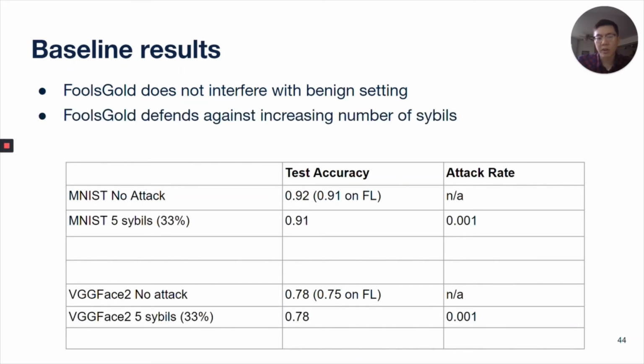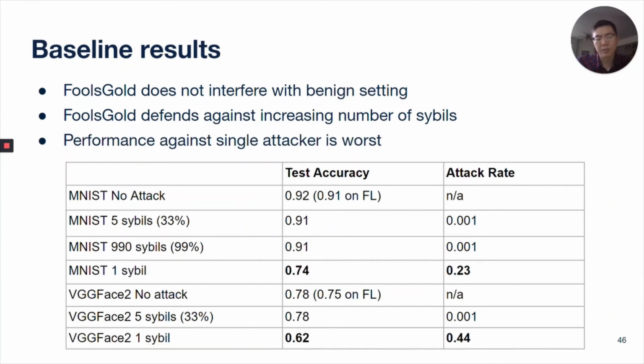Next, we perform a targeted poisoning attack from 5 sybils on both datasets. This would be 33% of the clients in the system, and we show that FoolsGold is able to prevent a targeted poisoning attack in this case as well. When the number of sybils increases up to 99% for the MNIST dataset, FoolsGold is also able to defend this poisoning attack with effectiveness.